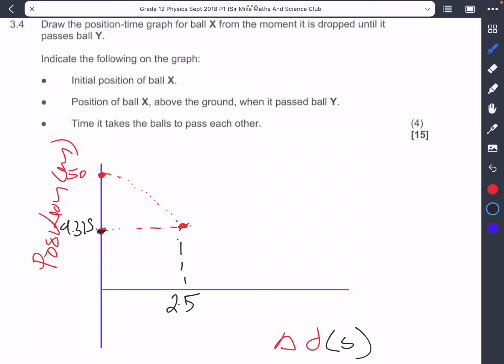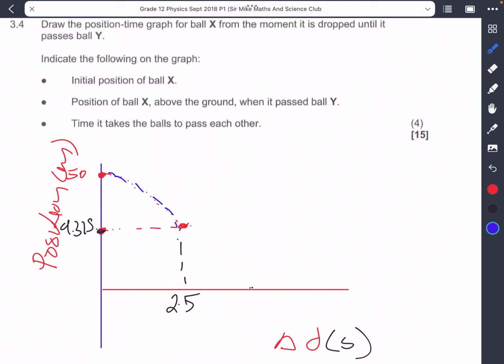So that would simply be the position versus time graph for ball y when it passed ball x. The reason why I didn't let it touch that point is because they say to draw the position time graph for ball x from the moment it is dropped until it passes ball y. So this is where it passed ball y, at this position here. That's why I left it right there. So this would be for that question, which is 3.4.